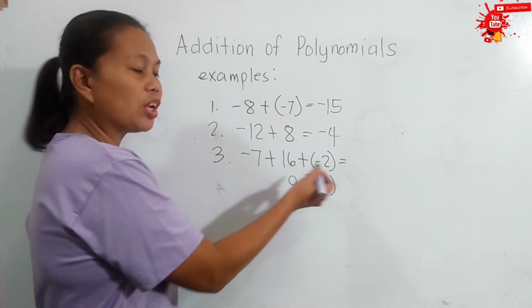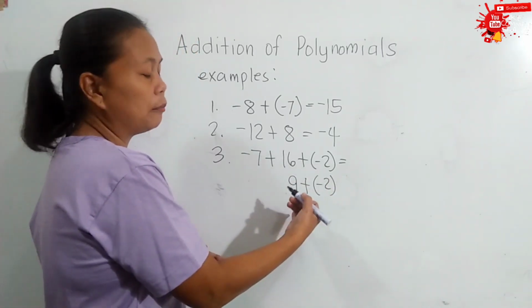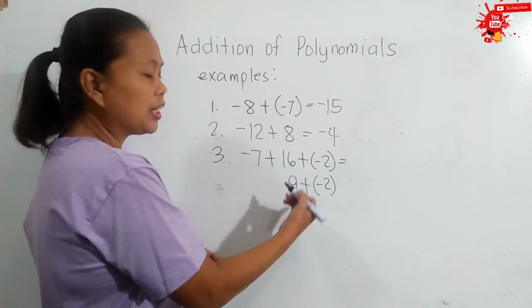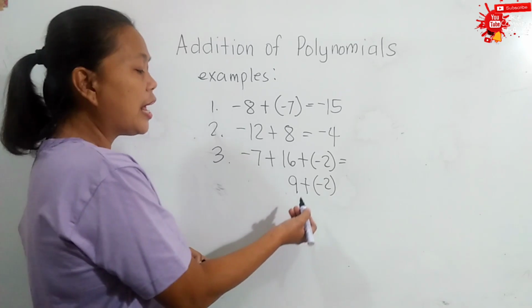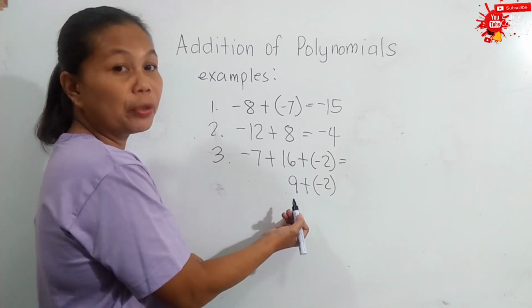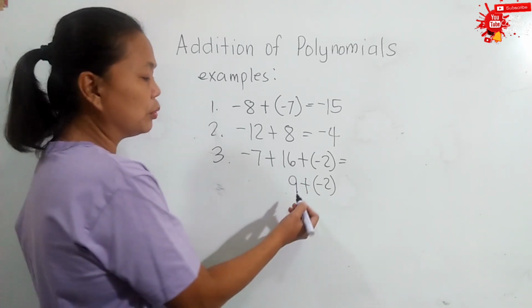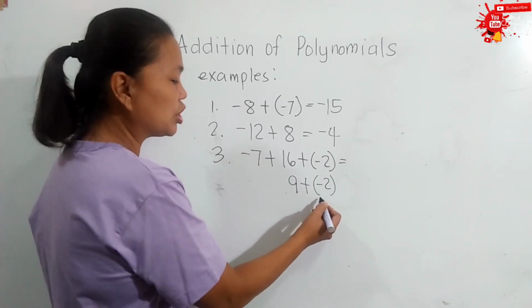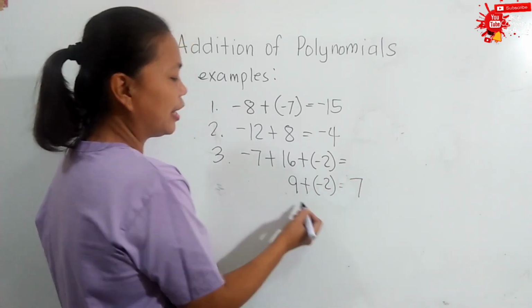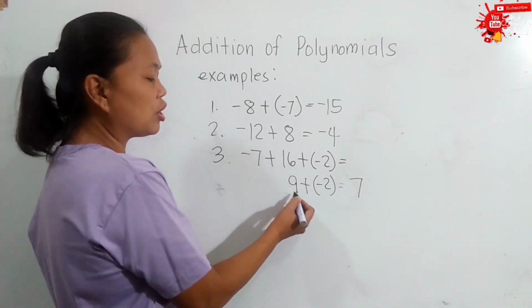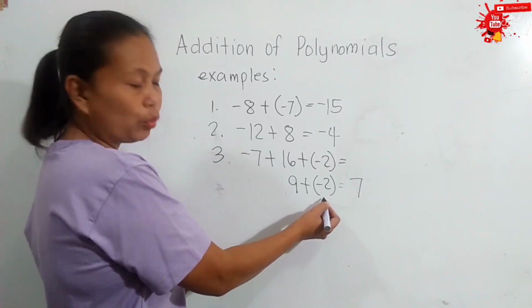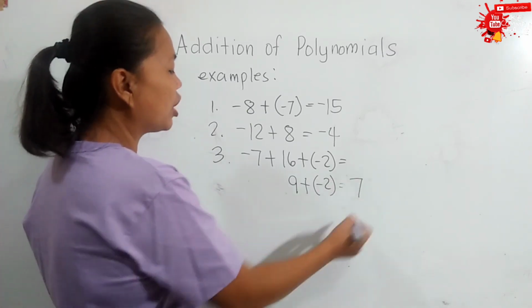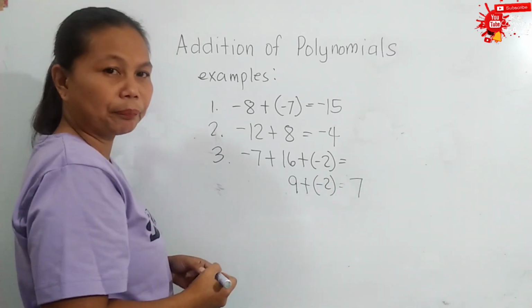So we have 9 plus negative 2. Again, they have different signs, one is positive and the other is negative. So we subtract their absolute values and copy the sign of the number with the greater absolute value. 9 minus 2 is equal to 7. This will be positive because 9 has the greater absolute value than negative 2. So we have positive 7.